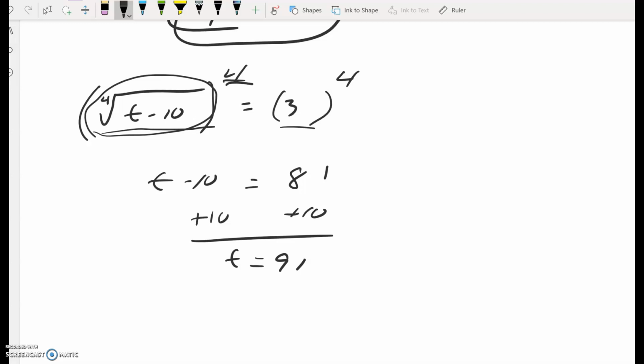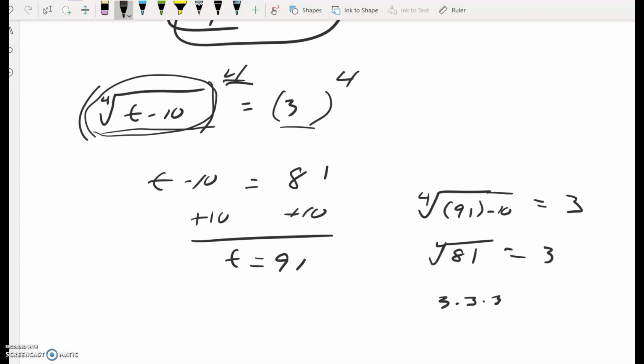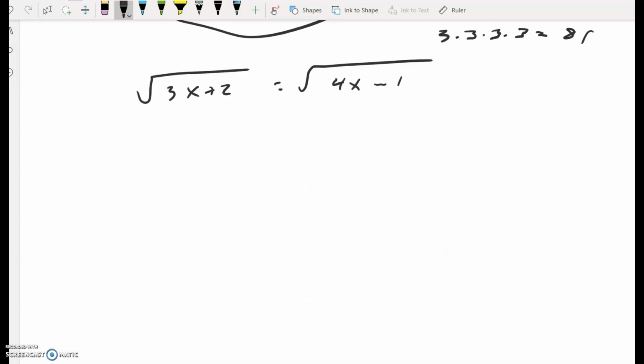Now that needs to be checked, and so we check it in the original equation. In place of t, we put 91, and we ask ourselves, is this true? Now, we have the 4th root of 81 is supposed to be 3. Is it true that 3 times 3 times 3 times 3 is 81? And yes, it's true, it checks. So t equals 91, and we're done. So I want to multiply each side by itself 2 times, or I could square each side.